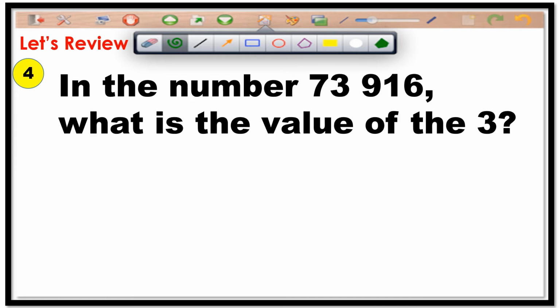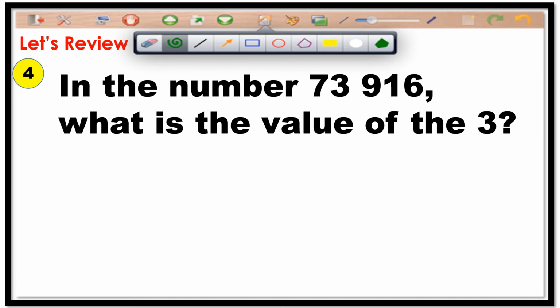Number 4. In the number 73,916, what is the value of 3? This time, value ang hinahanap natin. So, value daw ni 3, pero aalamin pa rin natin ang place value ni 3 para malaman natin yung value niya. Again, simula sa kanan sa pinakamababang place value. Mula kay 6, ones, tens, hundreds, thousands. So, ano ang place value ni 3?